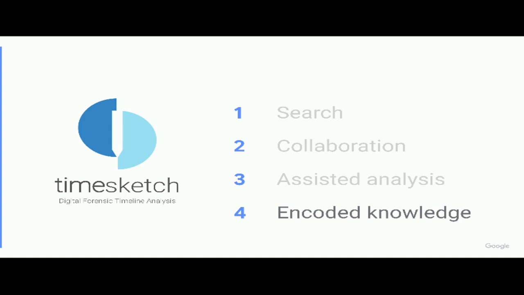Those two things, assisted analysis and encoded knowledge, are what we're going to talk about now, and how we have implemented that in Timesketch. And I want this to serve as an inspiration for other tools as well. How can we do this, how can we share this knowledge, and how can we encode it to use it together in the community?